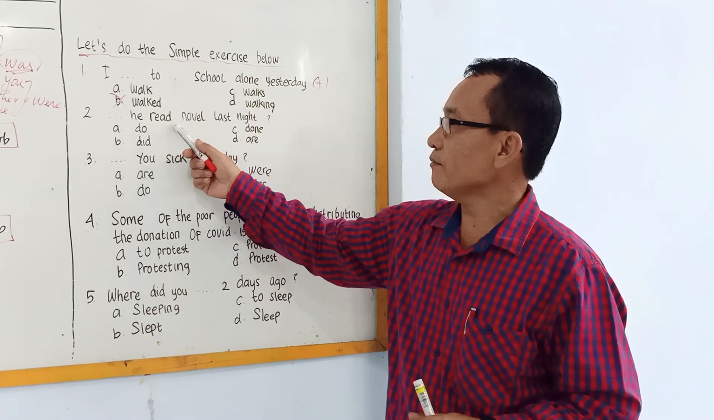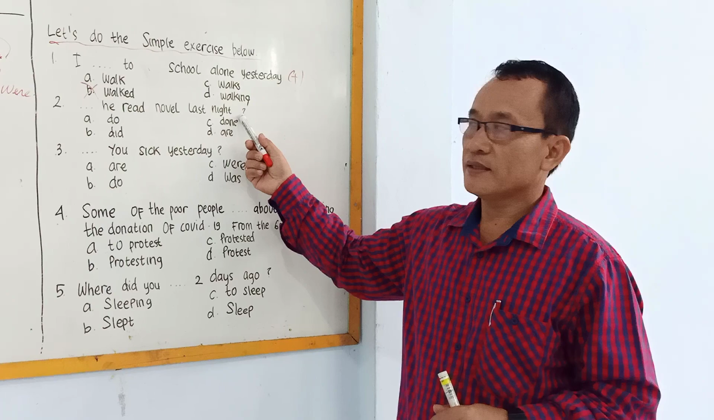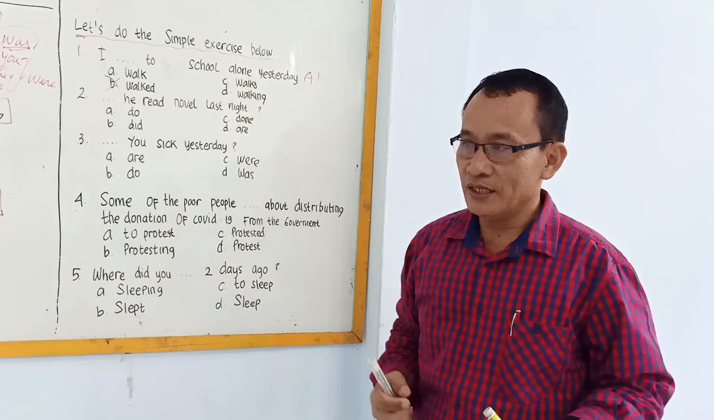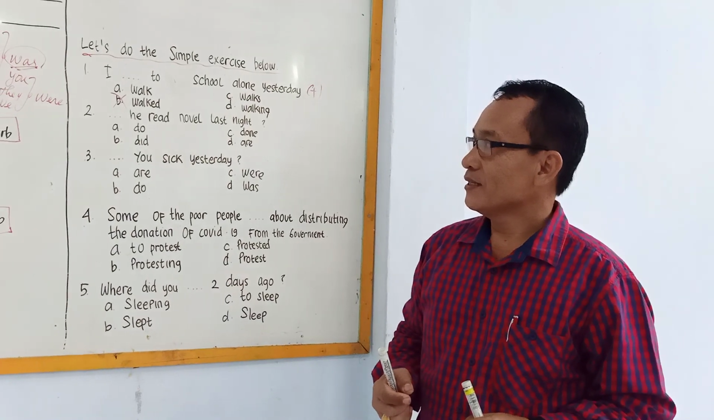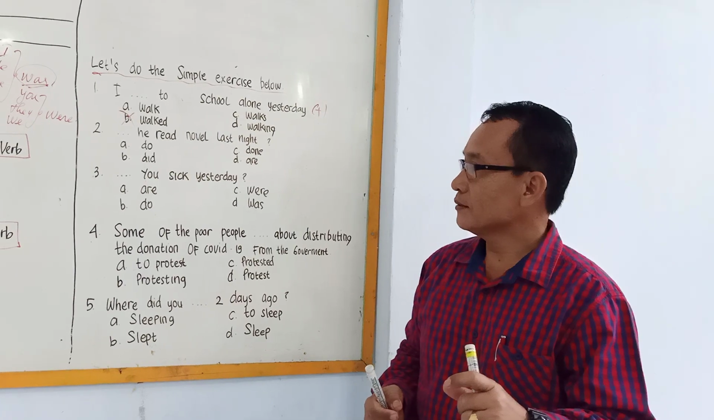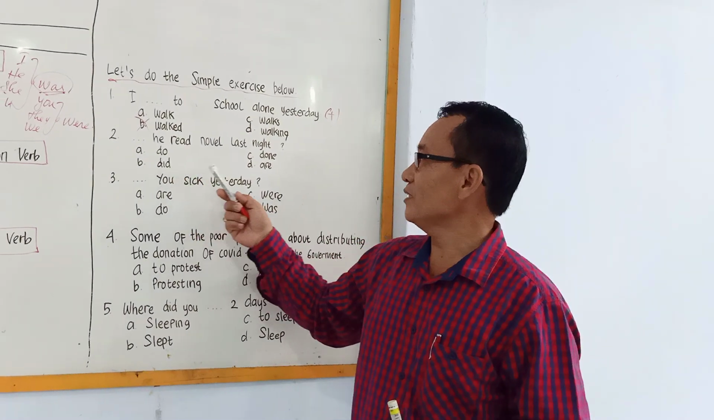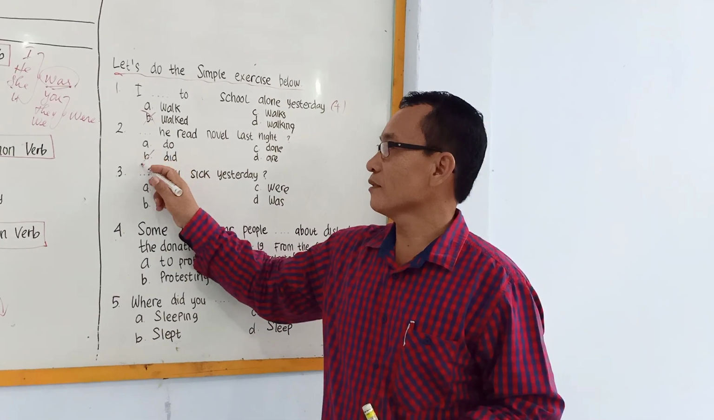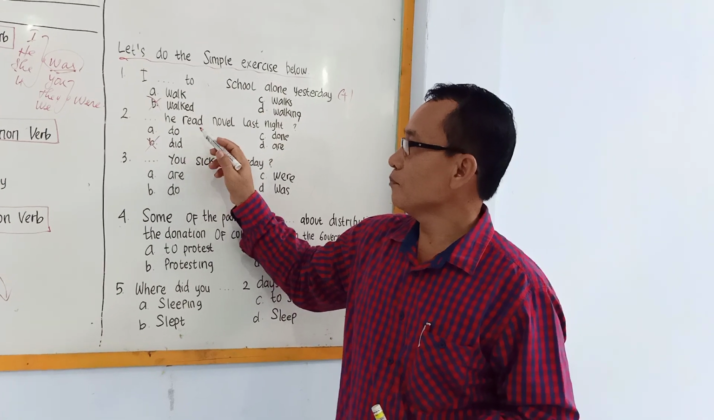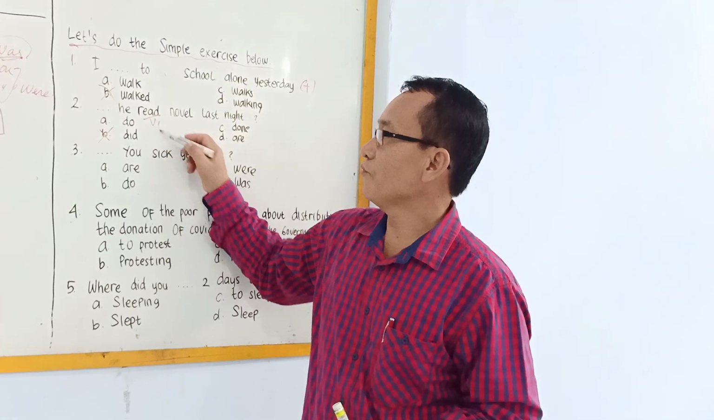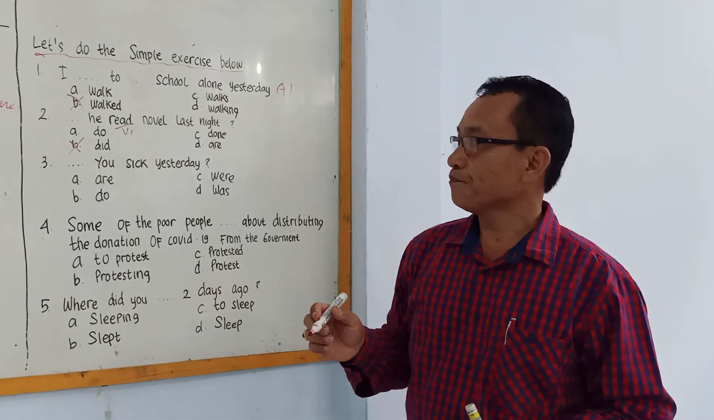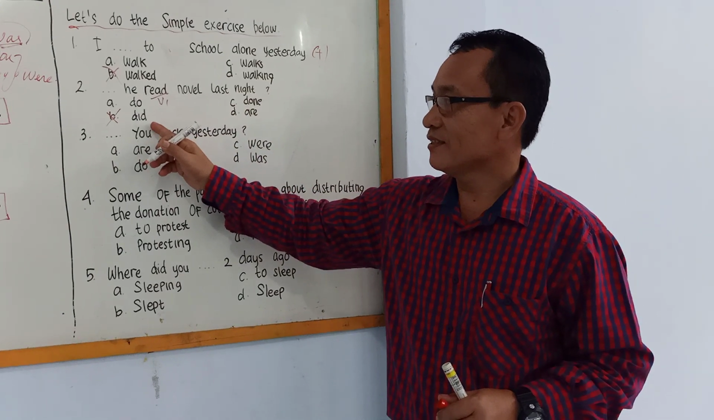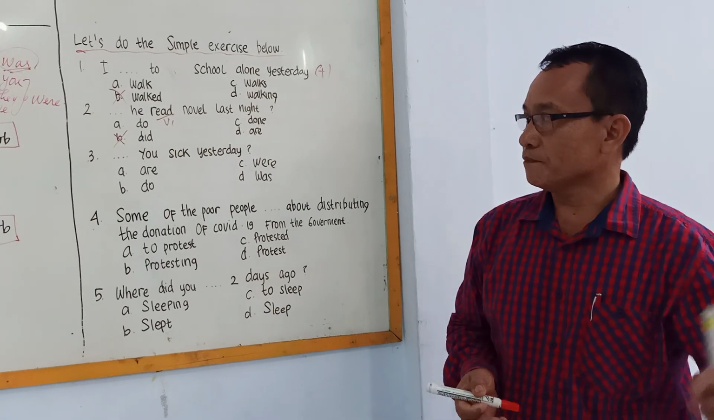Blank, blank, blank he read novel last night. Question, right? It is a question. So remember how to make a question. Was, were. Look at this. Do, did, done, are. Oh, yes, that's right. Did. Because why did? Because this is verb 1, the basic form. Did he read novel last night? Did. Okay, good.